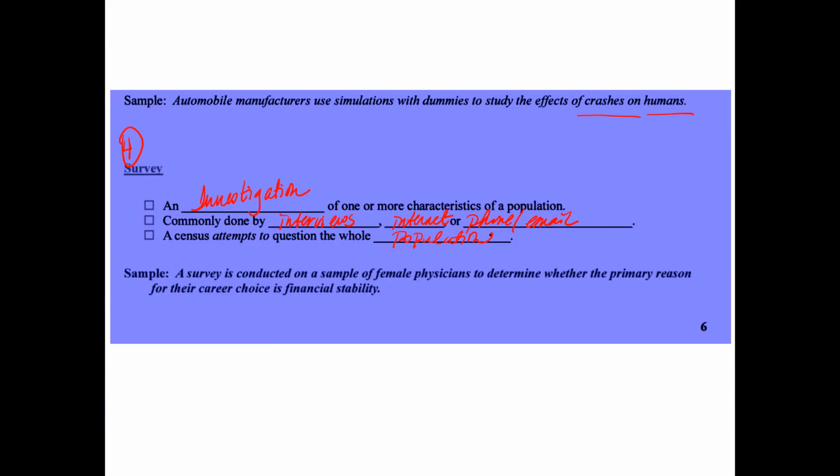An example of that would be a survey conducted on a sample of female physicians to determine whether the primary reason for their career choice is financial stability. So basically what they're asking is that they'll probably call people up who are female doctors and try to determine if one of the reasons why they decided to become doctors is so that they are financially stable and they're not relying on their husbands or anybody else for their finances.